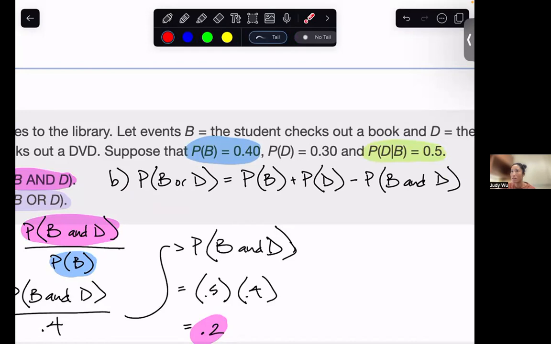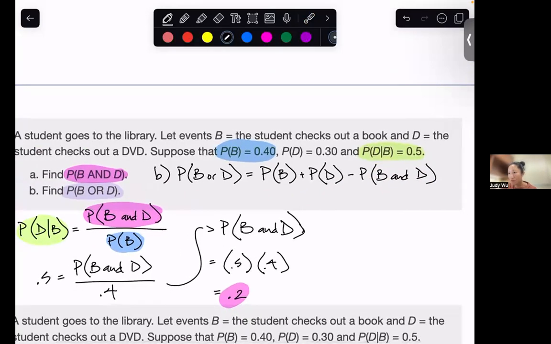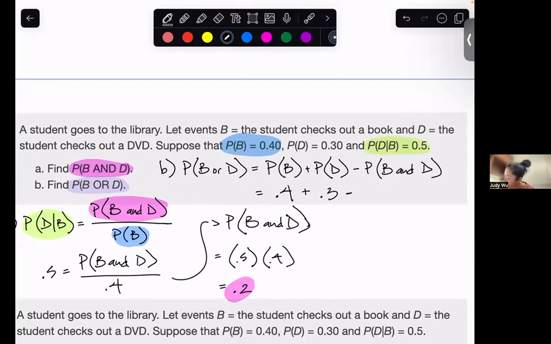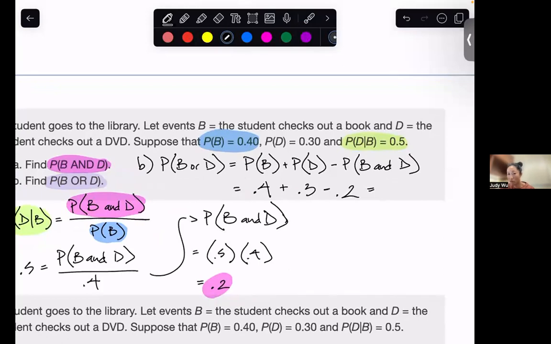And as a short explanation of why we have this minus piece here, it's because we don't want to double count the things we already counted, like the books got checked out and the DVDs get checked out. So we basically want to make sure we cancel out any of the people who maybe checked out both of them and then therefore get double counted. Okay, so I think we have all the information we need. So P of B is 0.4 plus P of D is 0.3 minus, well, we just found P of B and D in the previous part. So that's our 0.2. And if we put that into our calculator, 0.4 plus 0.3 minus 0.2, well, that will give us 0.5.